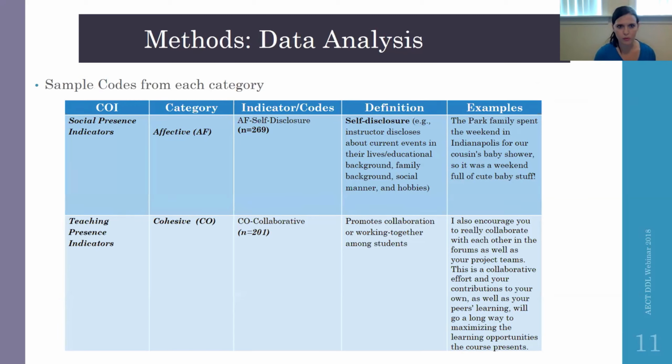And here's a couple examples of one social presence indicator and one teaching presence indicator. So you can see, for instance, self-disclosure was an example of social presence where an instructor might share something personal with the student, such as what he or she had done over the weekend in order to try to make that connection with students. Or an example of a teaching presence indicator would have been promoting collaboration with the students. So, encouraging the students to work in a specific way with their peers.